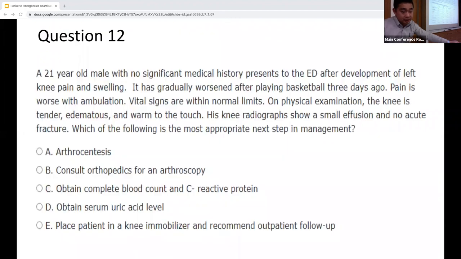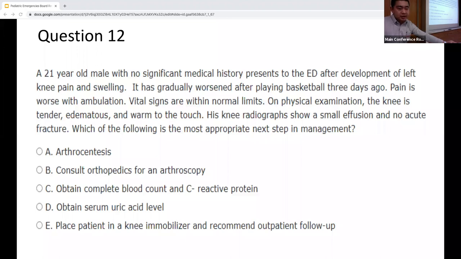And then, final question. A 21-year-old male with no past medical history presents to the ED with left knee pain and swelling. It has gradually worsened after playing basketball 3 days ago. It's worse with ambulation. Vital signs are stable. The knee is tender, edematous, and warm to the touch. His knee radiograph shows a small effusion, but no acute fracture. What's the most appropriate next step in management?